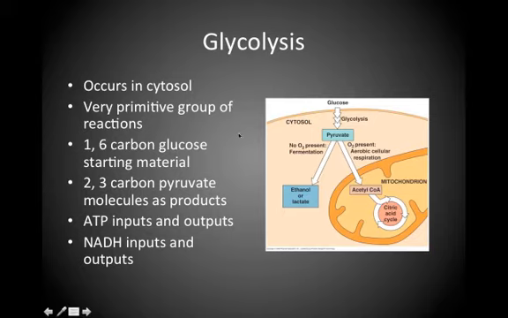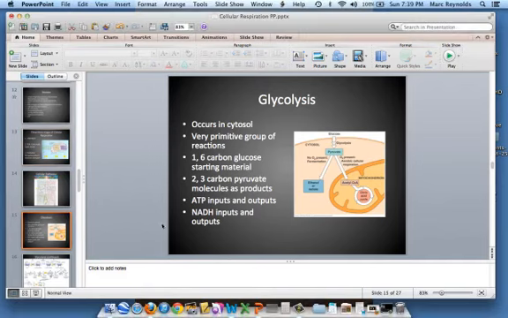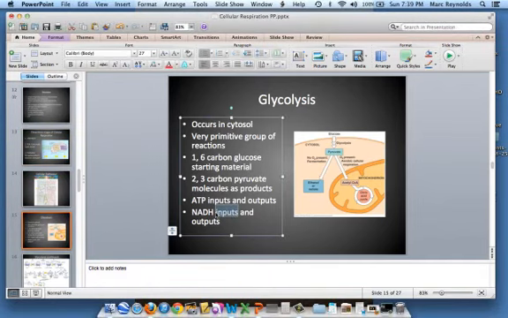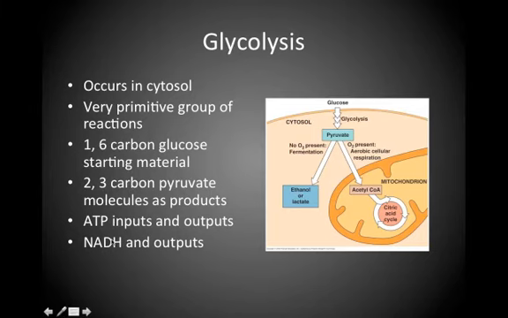You start with one 6-carbon glucose molecule, and what you're going to end up with is two 3-carbon pyruvate molecules. You're going to see what this is in a second as products. ATP is both going to be put in and taken out from this process, and we're also going to result in some NADH molecules. Actually, there are no inputs. I shouldn't have put that in there. There's only NADH outputs in this process, which means we're going to gain NADH. And if you're thinking electrons right now, then you're thinking correct.